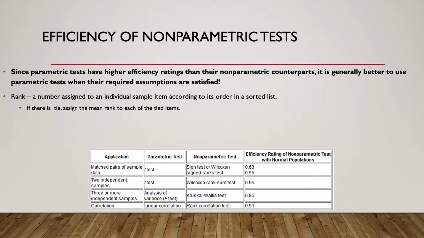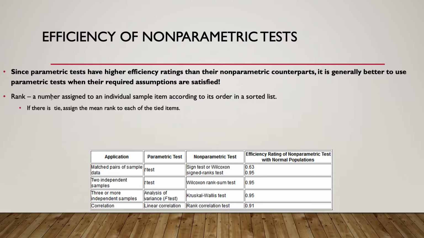And regarding efficiency, since parametric tests have higher efficiency ratings than their nonparametric counterparts, it is generally better to use parametric tests when their required assumptions are satisfied. It should be noted that there are times when the nonparametric counterpart has an efficiency rating that's pretty good, which is why sometimes that might even be more preferable, depending on the situation.